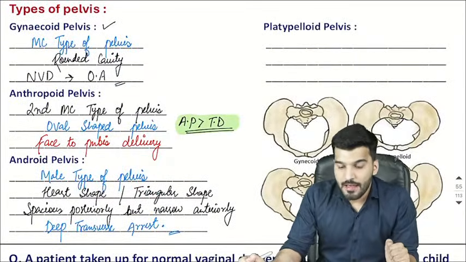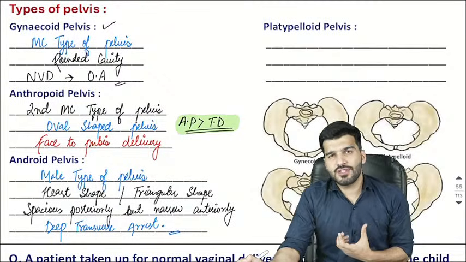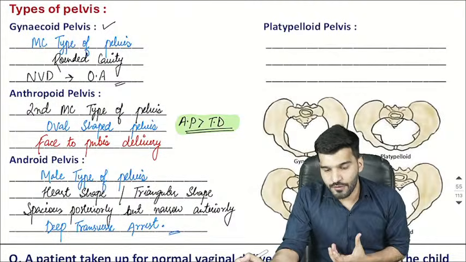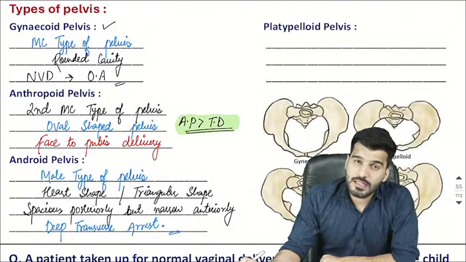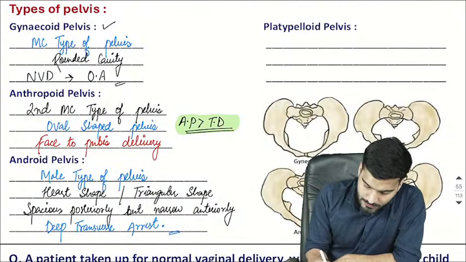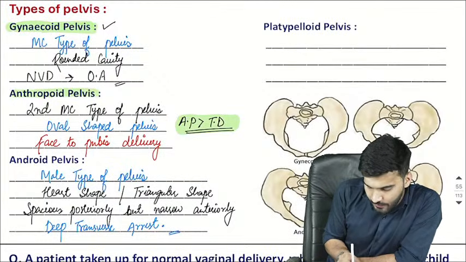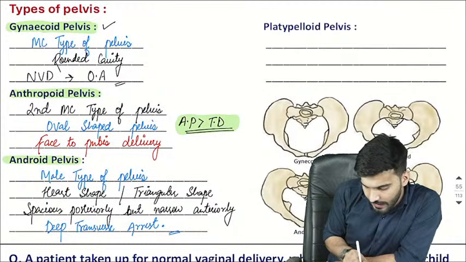Clear? And do remember one thing: how do we manage this deep transverse arrest? Better is that we first go with forceps, but best is the cesarean section. Clear? So that was all about the gynecoid pelvis, the anthropoid pelvis and the android pelvis.